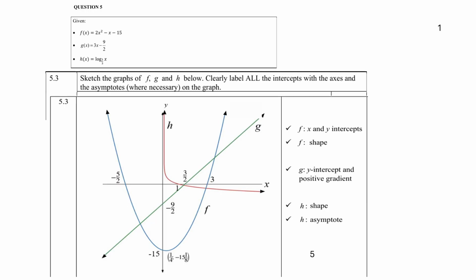Question 5.3, now they want you to sketch all three graphs. You must sketch graph of f, g, and h. Clearly label all the intercepts with the axes and the asymptotes where necessary.